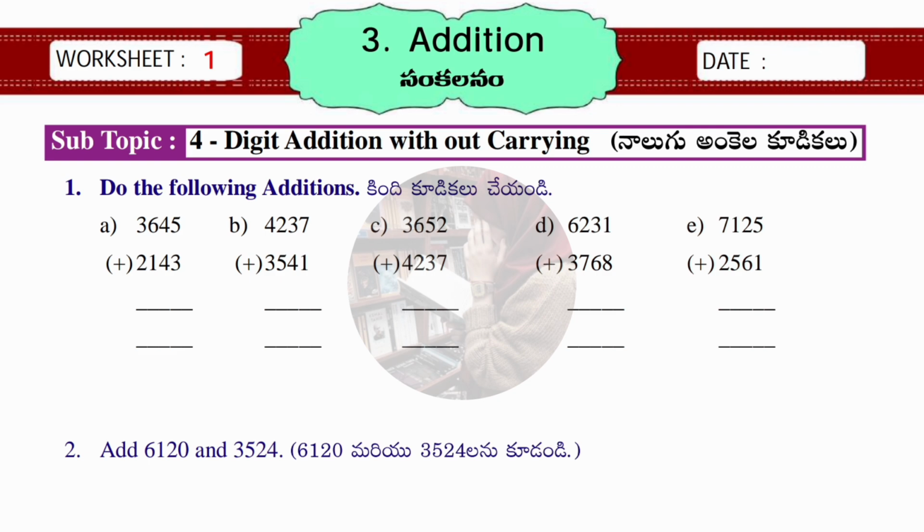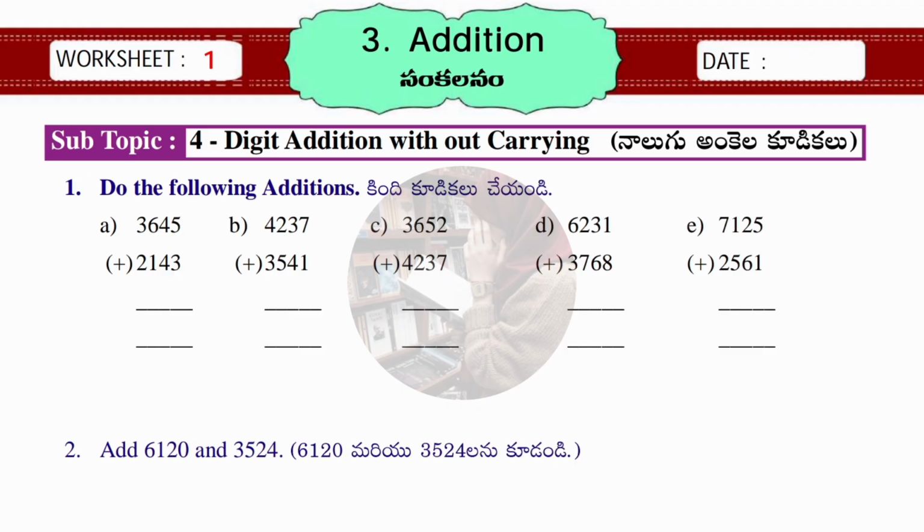So guys, without wasting any time, let's get into the video. So our chapter name is addition. Okay, let's see the worksheet number 1. Here the subtopic is 4-digit addition without carrying. Means a 4-digit answer will be got by adding a 4-digit number with a 4-digit number. Let's see. So first Roman is do the following additions.